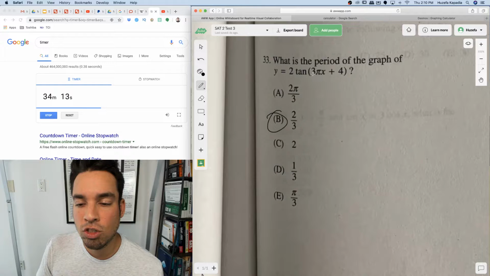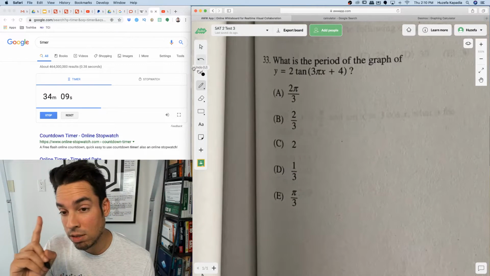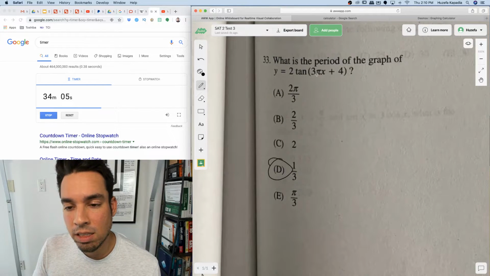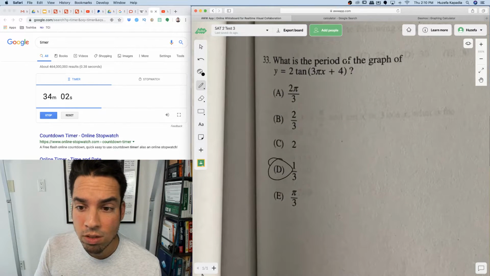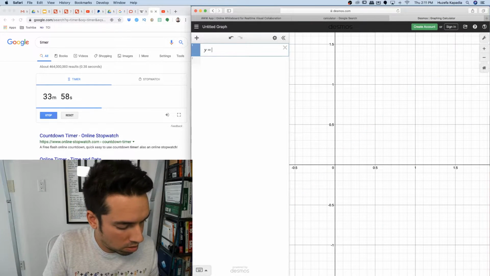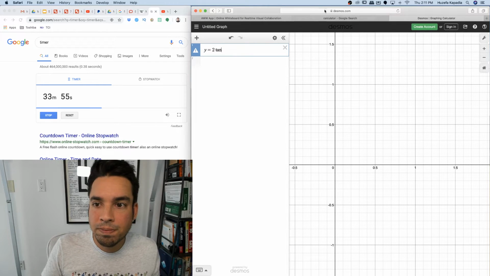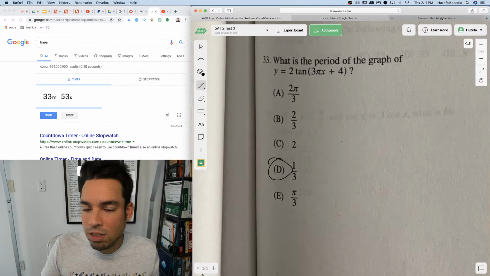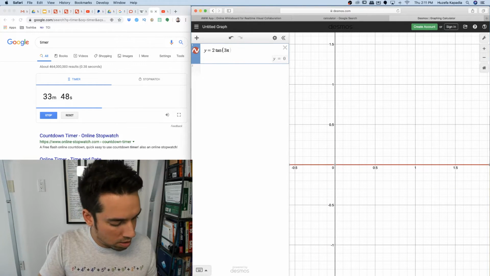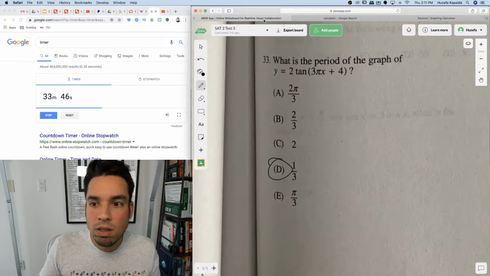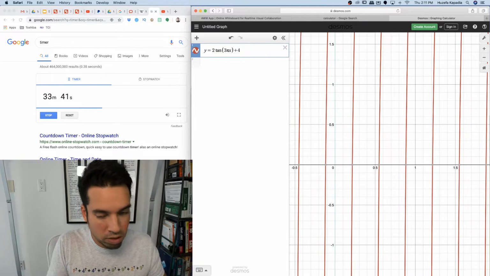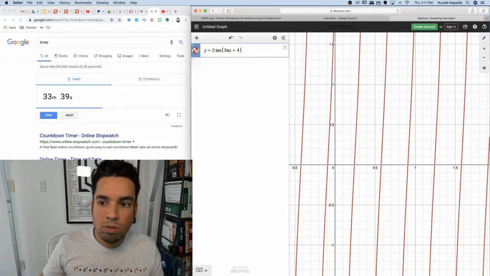It's whatever the, no, sorry, wait a minute. Whoa. Tangent has a period of pi, not 2 pi. So it's 1/3. It's the regular period divided by whatever this value is. And then I would always check it because I want to make sure I'm not making any mistakes. 2 tangent. The 2 doesn't matter. That just extends the range. 2 tangent times 3 pi x. What was it? And then plus 4. Again, the plus 4 doesn't matter either, really, but we'll just put everything in.